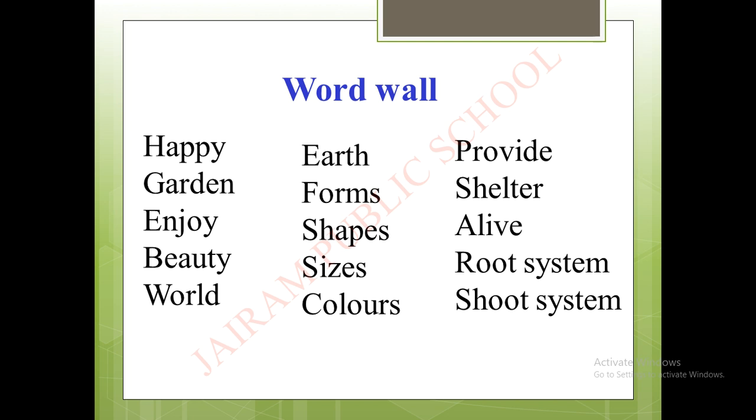Now here is a word wall that we can discuss. Repeat after me, children. Happy, garden, enjoy, beauty, world, earth, forms, shapes, sizes, colors, provide, shelter, alive, root system, shoot system. Children, please write these words in your note and have a repeated learning practice.